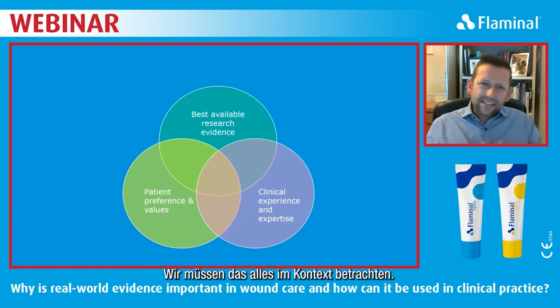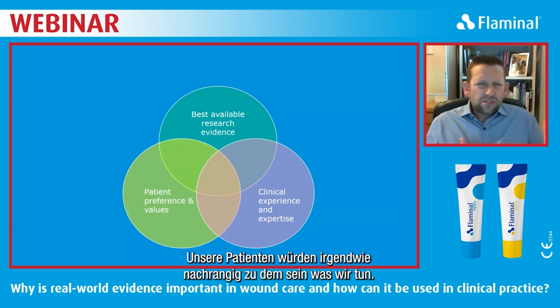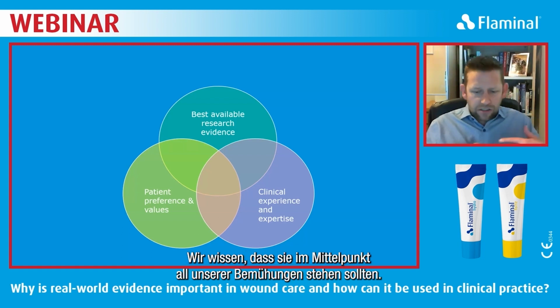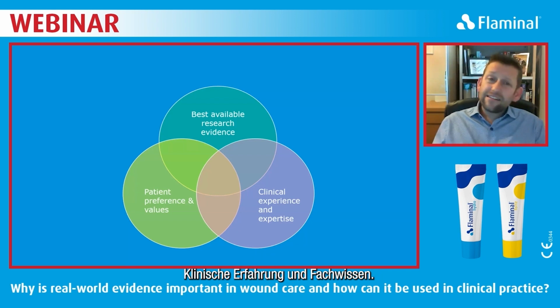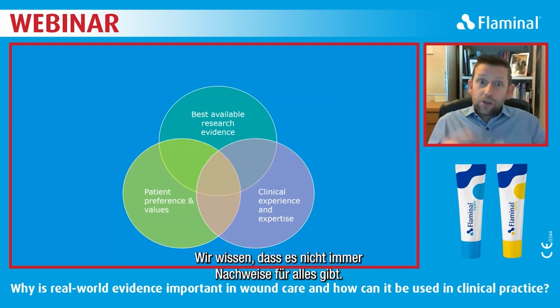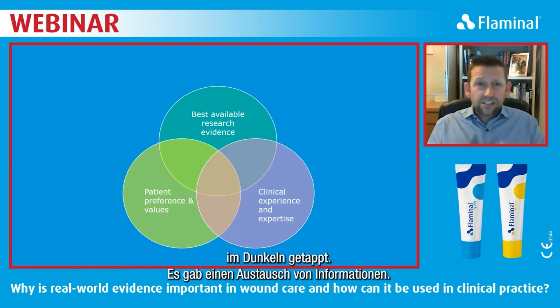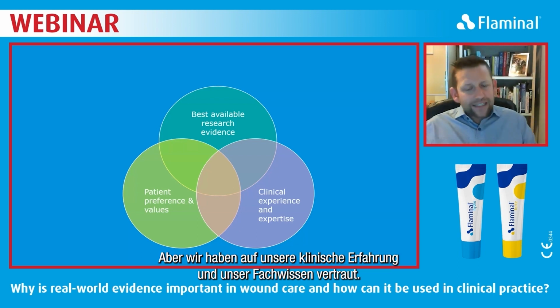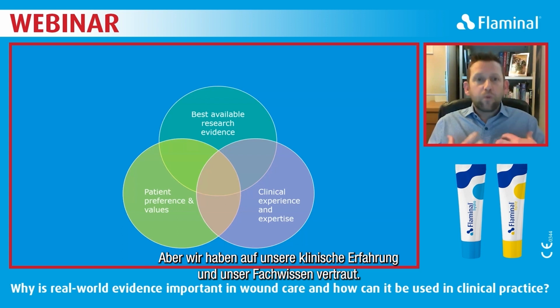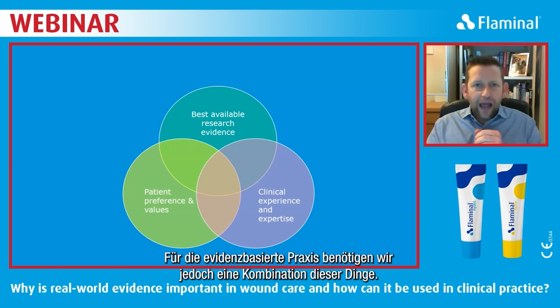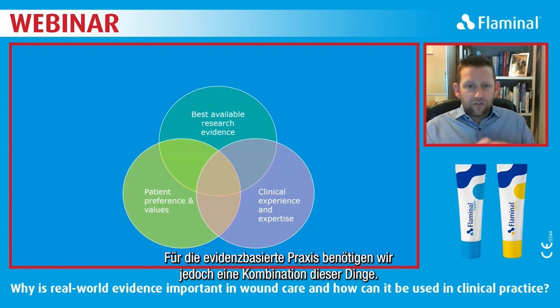So if we then take that into context, our patients would sort of be secondary to what we're doing, but we know that they have to be at the heart of everything that we do. Clinical experience and expertise, we know that there's not always evidence for things. Through the COVID pandemic, quite often we were actually just phoning around and there was sharing of information where clinical experience and expertise was what we were working on a day-to-day basis. However, for evidence-based practice, we need an amalgamation of these things.